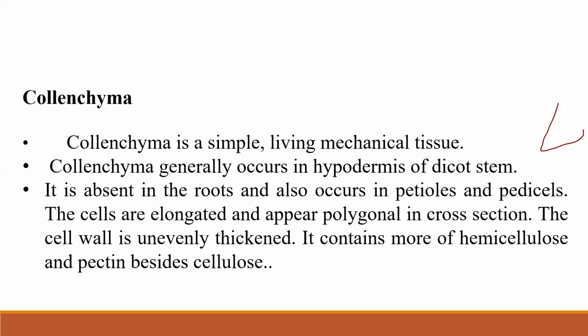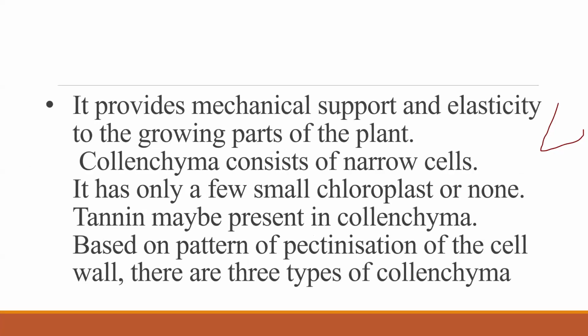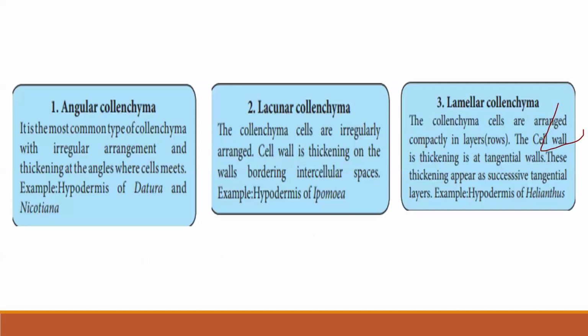Based on these thickenings, this parenchyma is again classified into three types: angular parenchyma, lacunar parenchyma, and lamellar parenchyma. Angular means at the corners or angles only. The thickenings are mainly present at the angles or corners of the cell, so they are called angular. Example is hypodermis of Datura and Nicotiana.